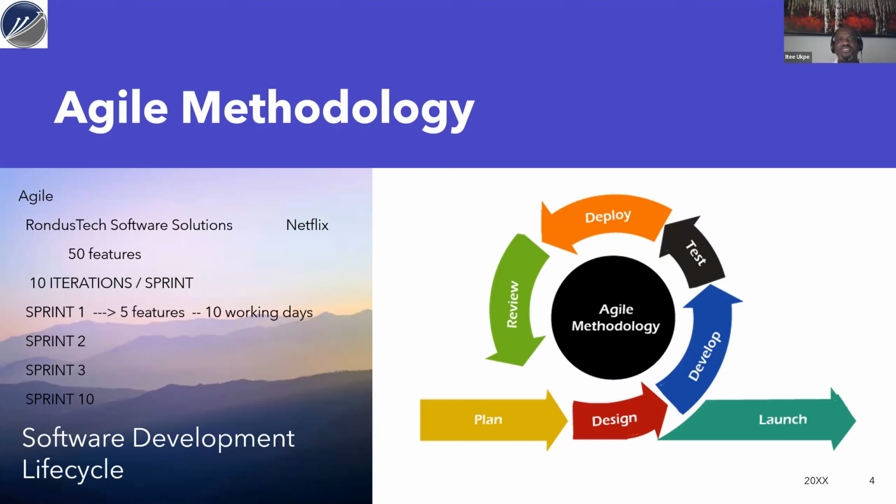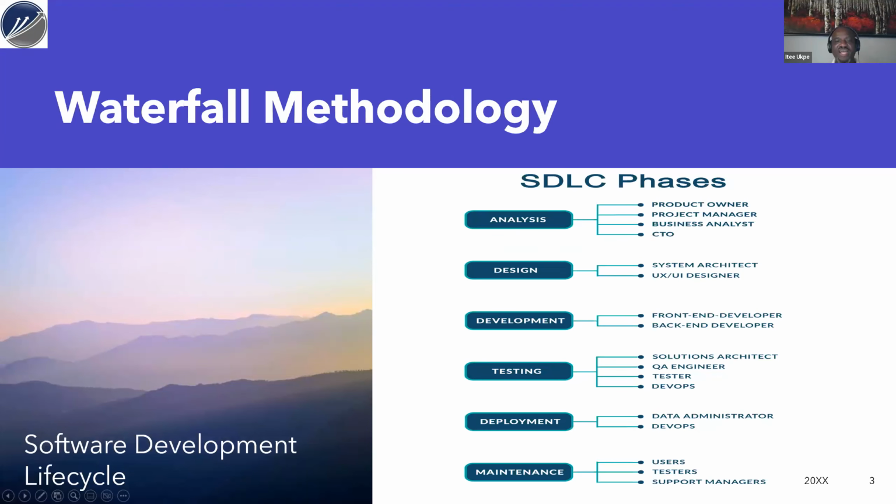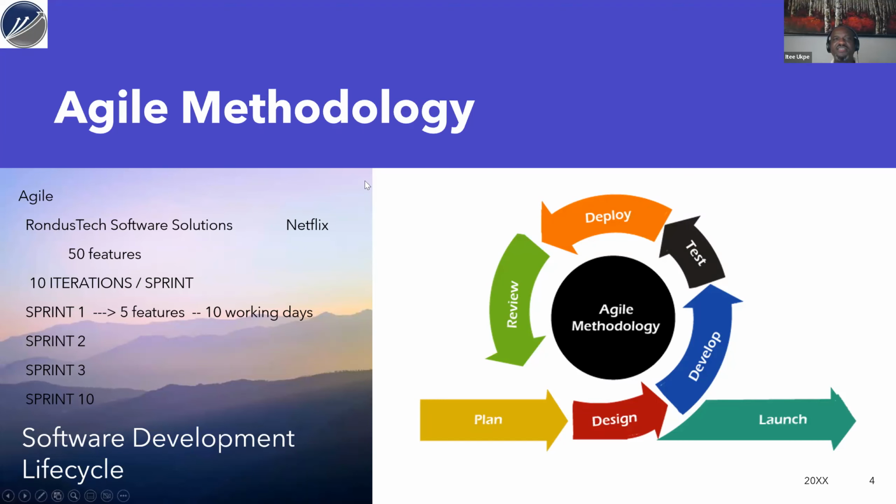Now, Netflix wants us to develop 50 features in their application, right? Instead of developing these 50 features at once, writing a monolithic application and going through requirement, going through design, going through all those phases that we went through, right? So what agile methodology does is break down these features into sub features. 50 features, break it down into sprints.